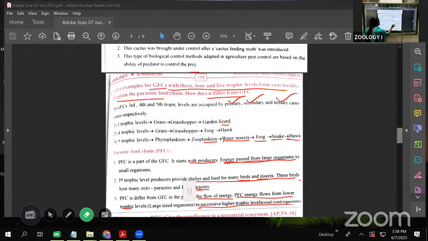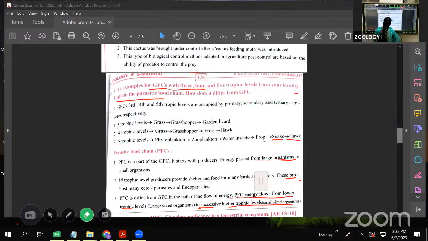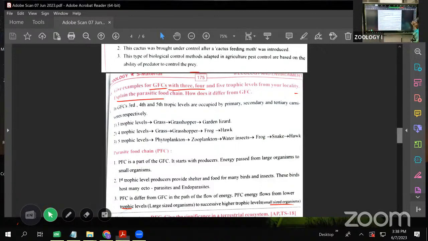Food chains, 3 types of food chain. Next is the detritus food chain. Already we discussed the examples of the grazing food chain and the parasitic food chain. Next, one more question is there. That is the detritus food chain, DFC.